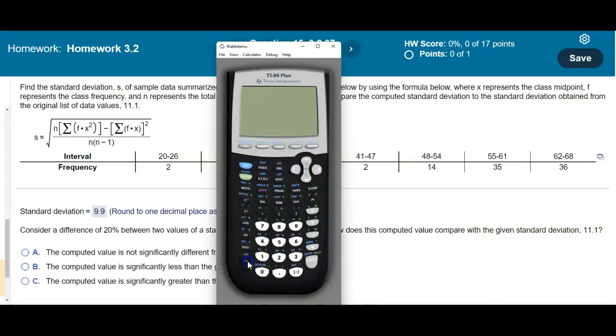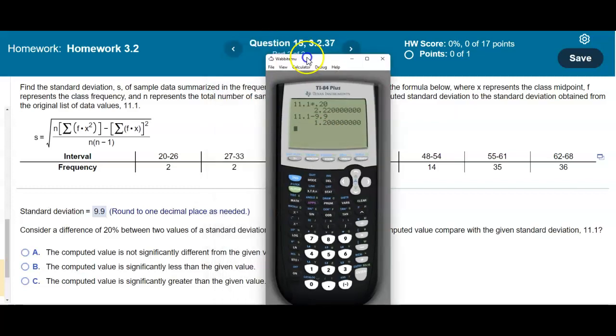So let's take a look at 11.1. If we take 11.1 and then take 20% of that, that gives us 2.22. Okay, so if we subtract 9.9 from 11.1, we get the value of 1.2. So the 20% difference is larger than the actual difference between the given standard deviation and the computed standard deviation. So now we're going to compare it.